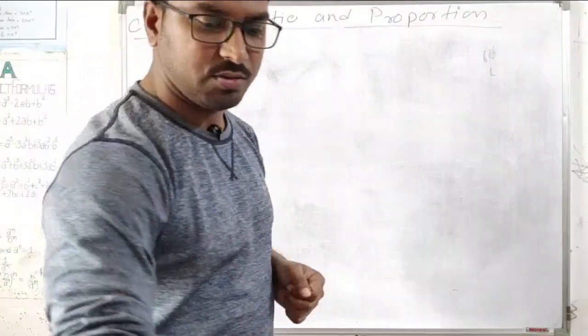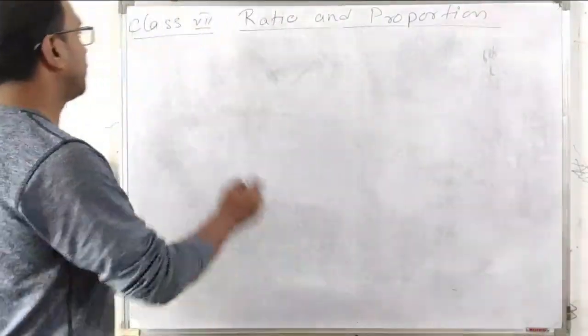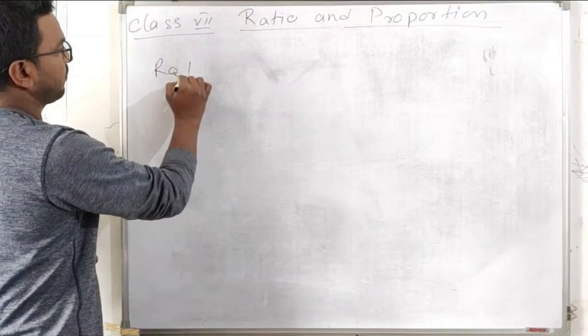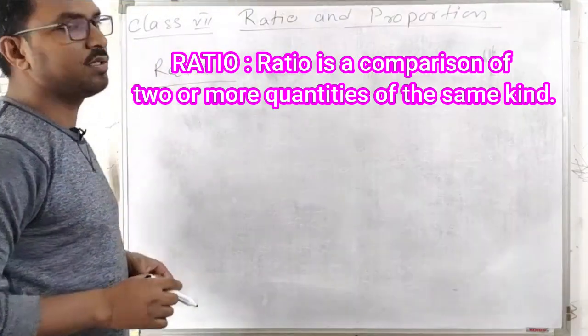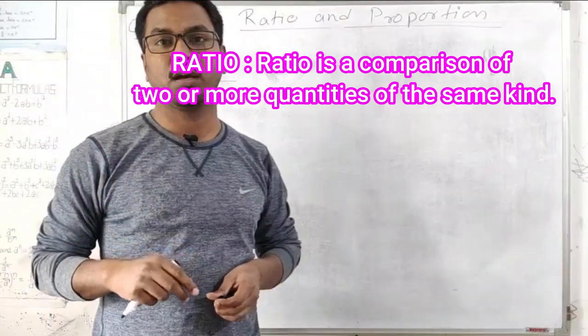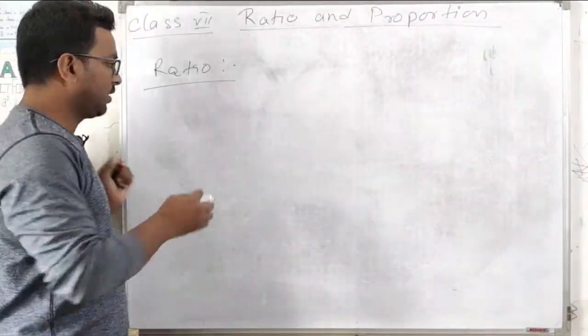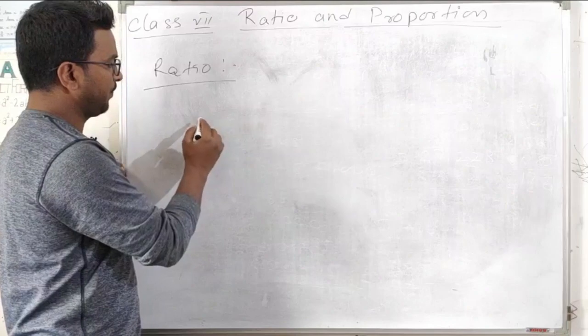Okay, so let's see what is proportion, what is ratio first. Ratio means comparison of two or more quantities of the same kind. So here let's see some example.